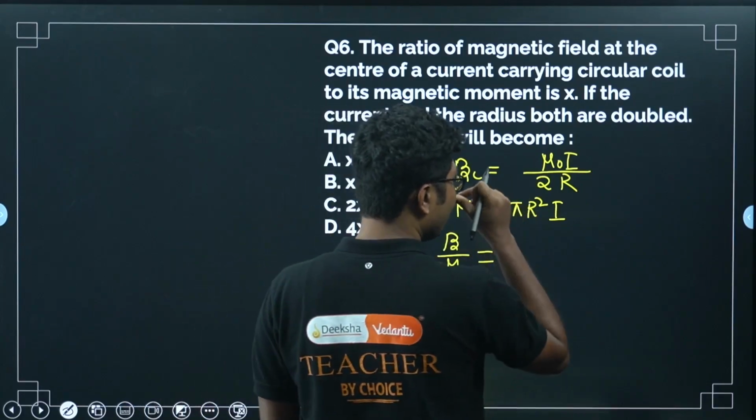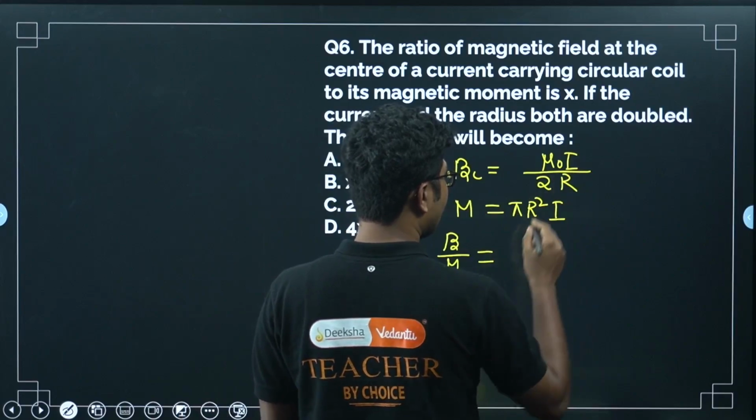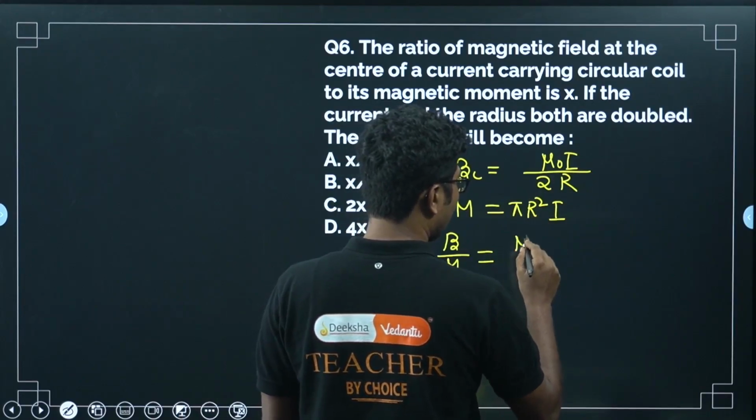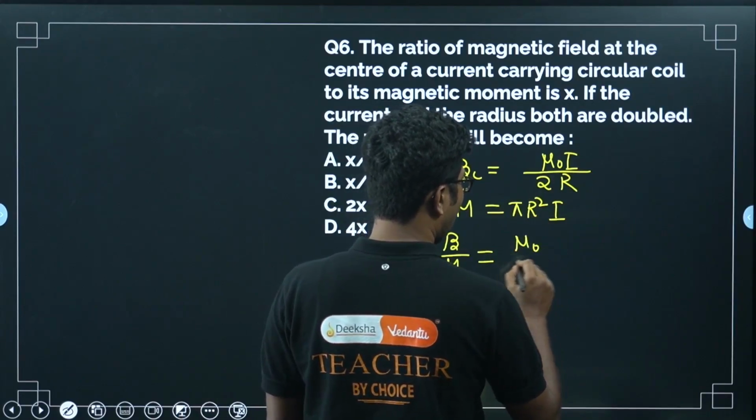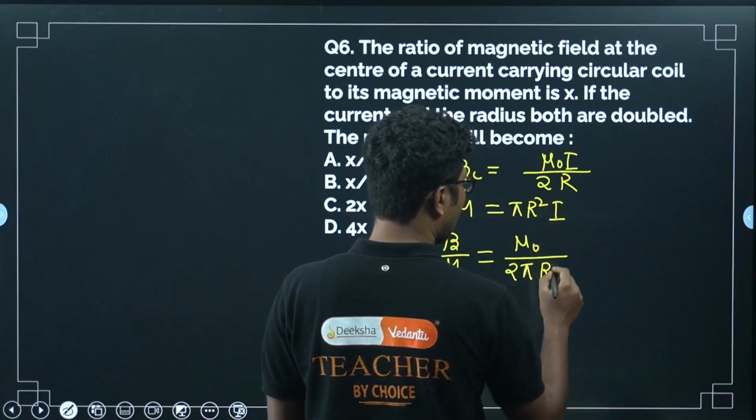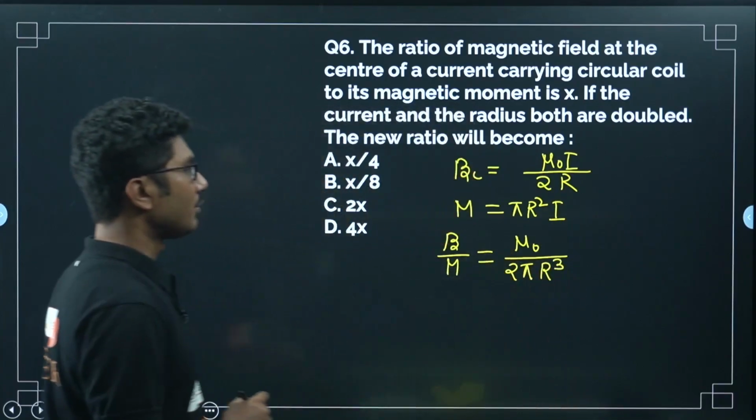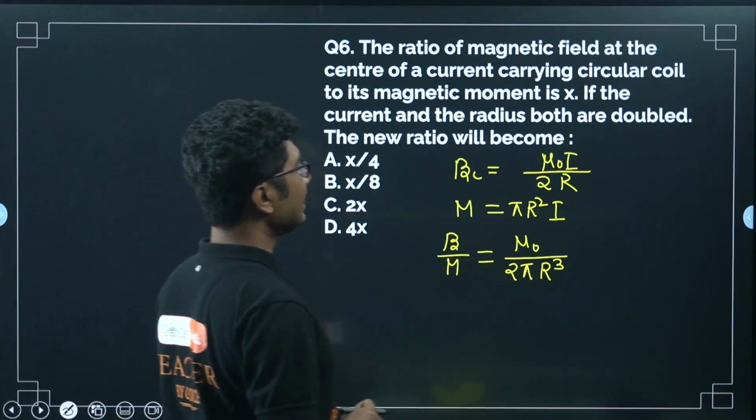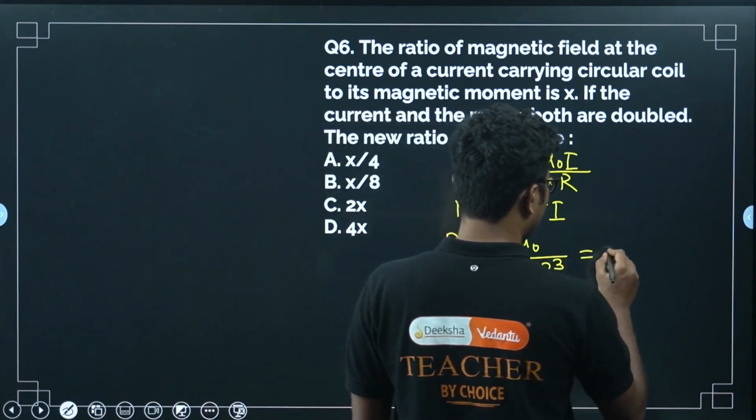Now if you do this, you will get I cancels, mu naught by 2 pi r square times r, so r cube. Okay, so I cancels. Now initially this value is given as x.